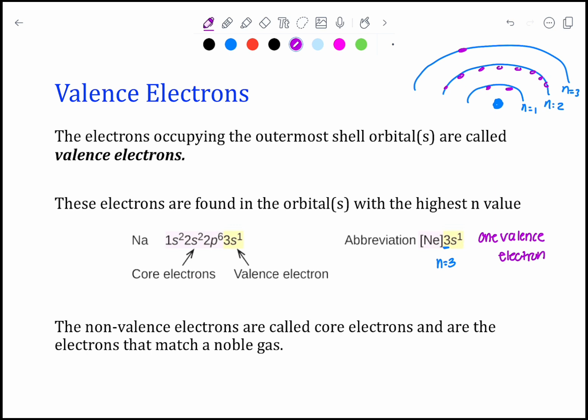The non-valence electrons, the electrons that are not in that highest n value, are called our core electrons and are electrons that match the noble gas. So our core electrons in sodium are 1s2, 2s2, 2p6, so that's 10 core electrons. Neon also has 10 electrons. Anything that comes after the noble gas would be considered valence. There's one stipulation to that we'll talk about in a second. So anything that comes after that noble gas is our valence electron. Our core electrons are then the ones that match that noble gas.